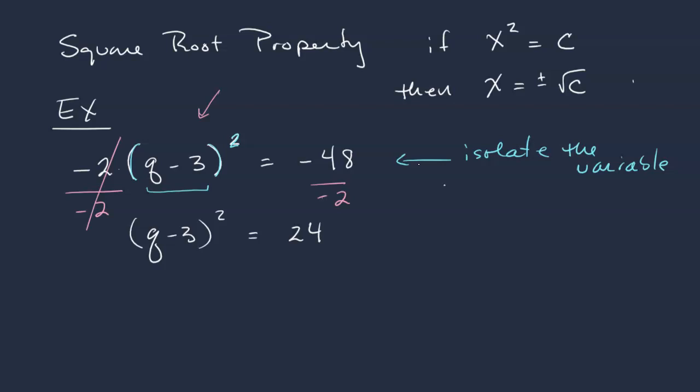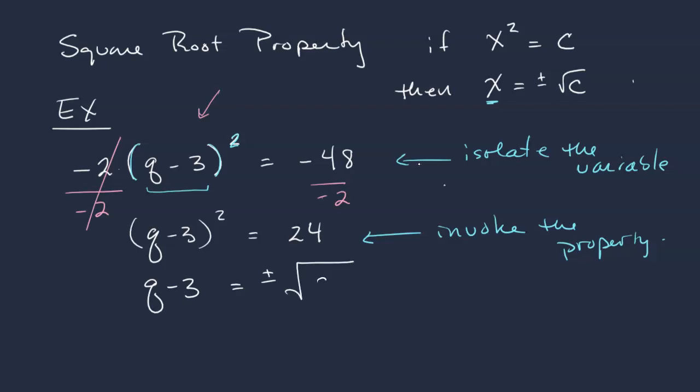And now we see we are indeed in a square root property situation, and we can invoke the property by writing that the base, q minus 3, is equivalent to plus or minus the square root of the constant, 24.